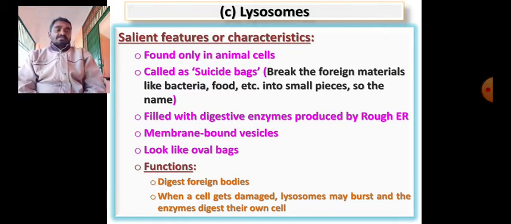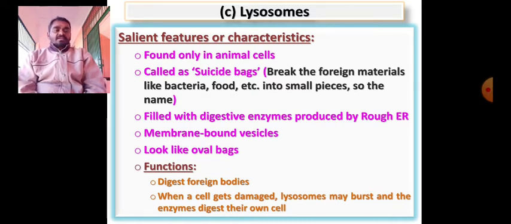Because these are filled with lots of digestive enzymes. With that digestive enzyme, they bounce on these foreign materials and then break their wall and then pour their enzymes over those food particles or bacteria and kill them or destroy them or make them into small pieces. That's the reason they are called suicide bags, because they kill them to digest the foreign materials. And they are also basically oval shaped structures. So what are the basic functions? Already I told, they digest the foreign particles and they digest foreign bodies.